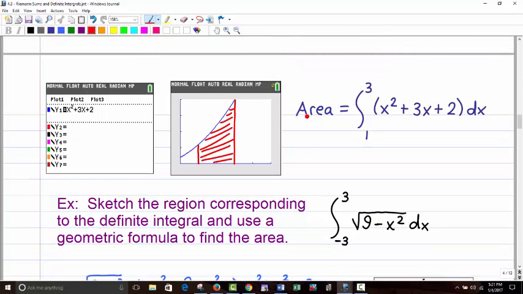Like I said, we will learn how to evaluate this later, but I put in this function x squared plus 3x plus 2. I graphed it. I drew the lines 1 to 3 representing the limits of integration. Started at 1, ended at 3. I could have started anywhere there, 0 or whatever, but you clearly see that that's above the x-axis. So it satisfies those conditions. So therefore the area of that region would be this definite integral 1 to 3 of that function.